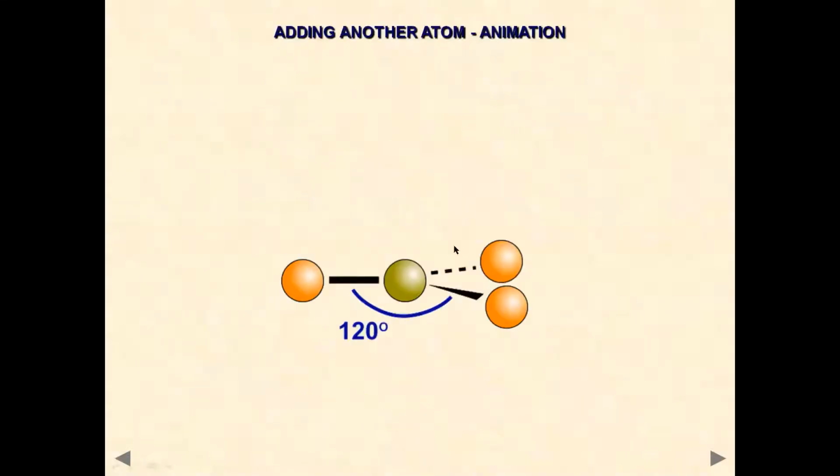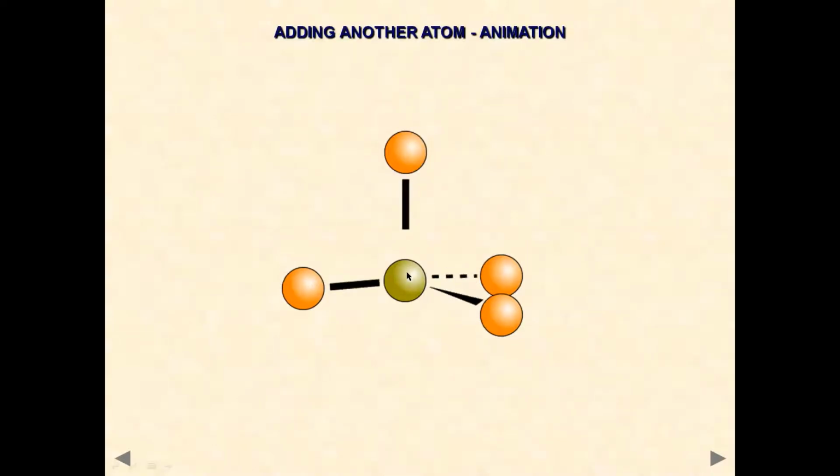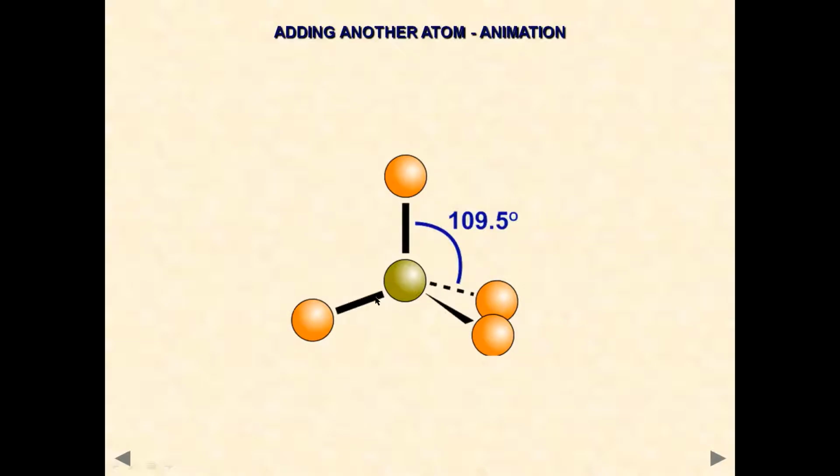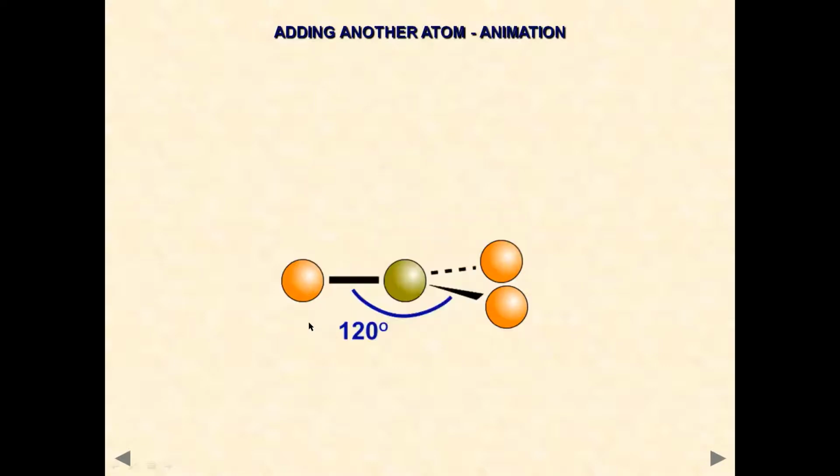Now let's have a look at this. This is trigonal planar. What if we add another bond to trigonal planar? When we add the 4th bond, this bond is going to push these 3 bonds downwards, and that will form a tetrahedron.